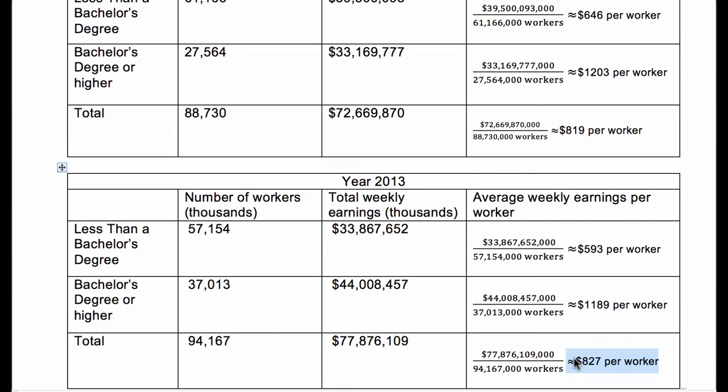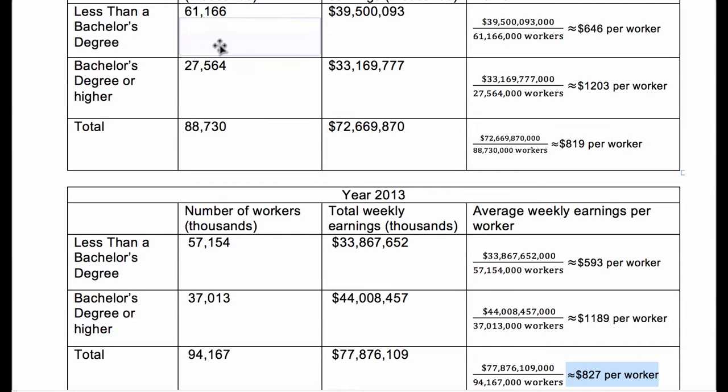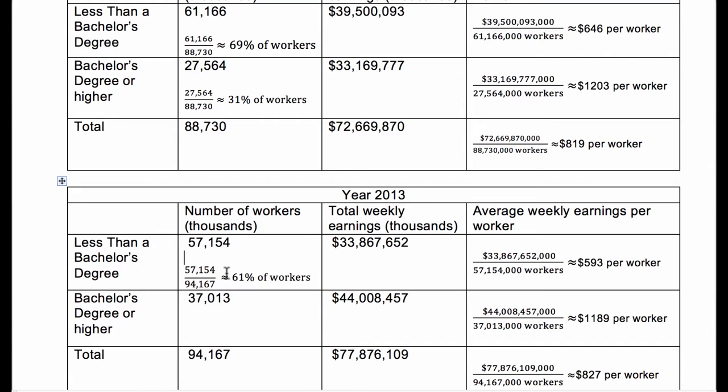How is this possible? Notice that in the year 2000, workers without a bachelor's degree make up almost 69% of the workforce, while in the year 2013, workers without a bachelor's degree make up only about 61% of the workforce. Since workers without a bachelor's degree are typically paid lower wages than workers with a bachelor's degree, this change in demographics resulted in an overall increase in wages, even though the wages in each subcategory decreased.